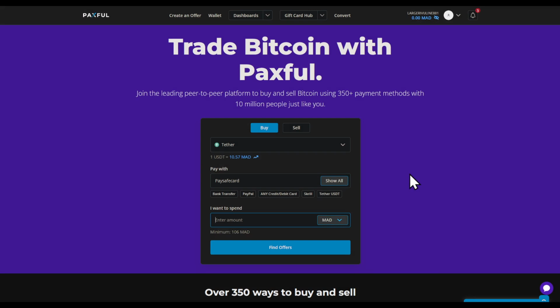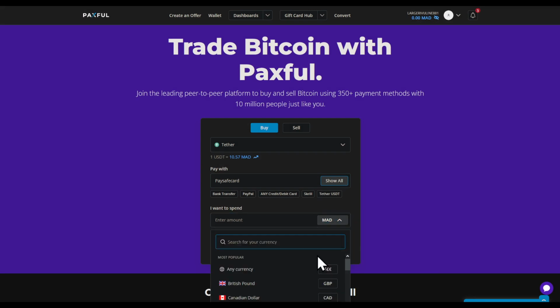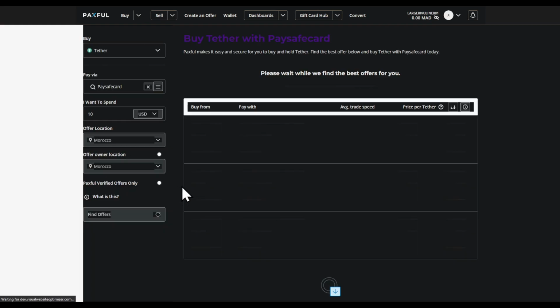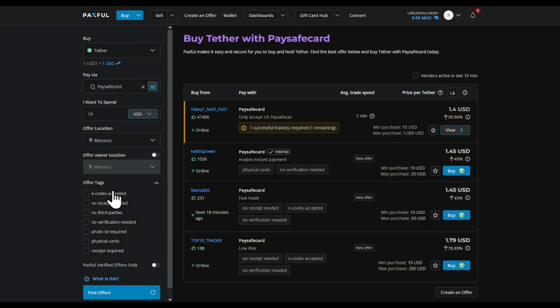Choose the amount you would like to spend and make sure that you choose USD, as that's what you probably have in your Paysafecard. Choose the amount. I'm going to choose $10 as that's the least amount you can work with. And then from here, you're going to be greeted with this page.